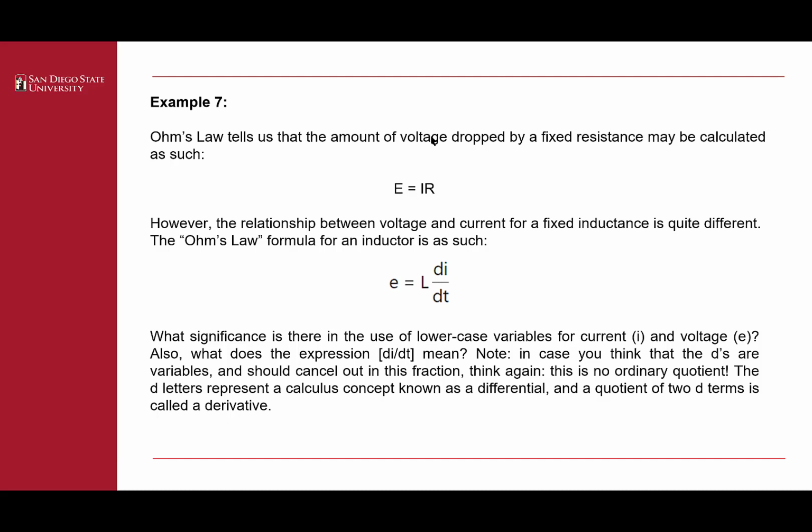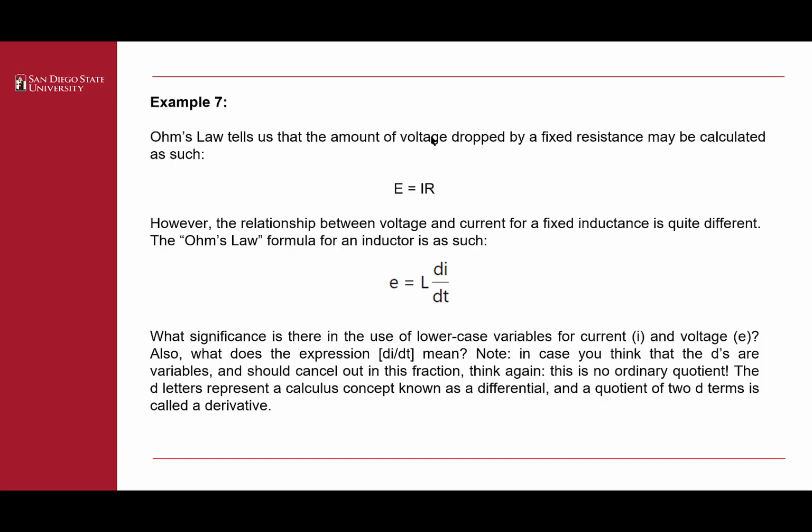And also, what does the expression di dt mean? Note, in case you think that these are variables and should cancel out in this fraction, think again. This is no ordinary quotient. Yeah, it's not the case, but I assume that you already know that very well. The d letters represent a calculus concept known as a differential, and the quotient of two d terms is called a derivative. So di could only be cancelled out when it is divided by di again.